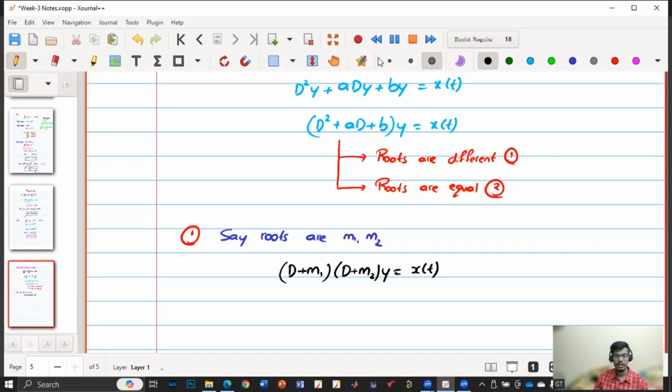Until this point, is it clear? So I have factorized it, assuming that there are two different roots, because there are anyway two possibilities. One case roots are different, other case roots are equal. So I have considered the roots to be m1, m2, and then simplified from here to here. Is this point clear?